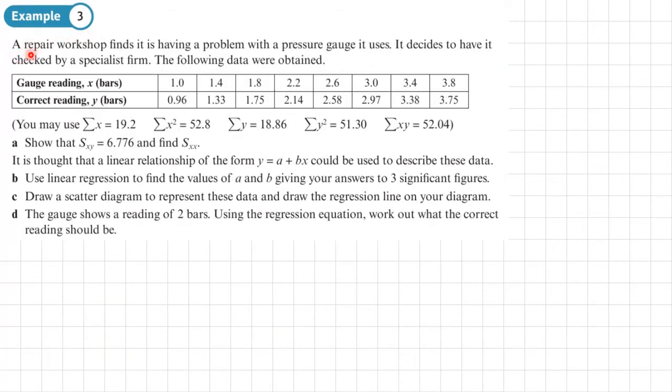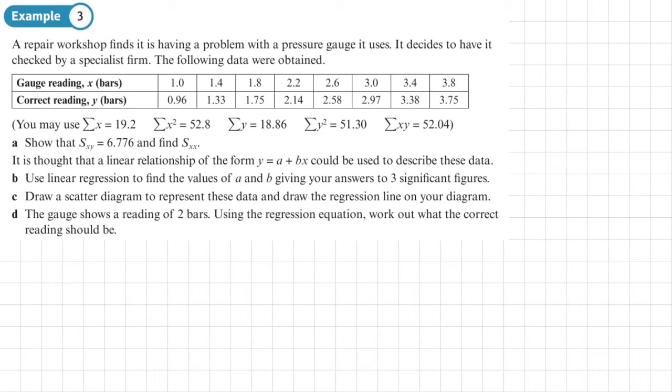Example 3. A repair workshop finds it is having a problem with a pressure gauge it uses. It decides to have it checked by a specialist firm. The following data were obtained. So it's my x values along the top row and my y values along the bottom row. And what we need to do in part A is show that SXY equals 6.776 and find SXX.